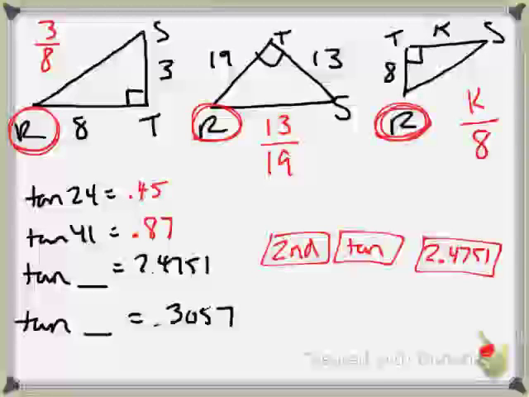Okay. And as you calculate that, somebody tell me what you get. 68 degrees. Okay. And go ahead and try the last one. What angle do we get for 0.3057?